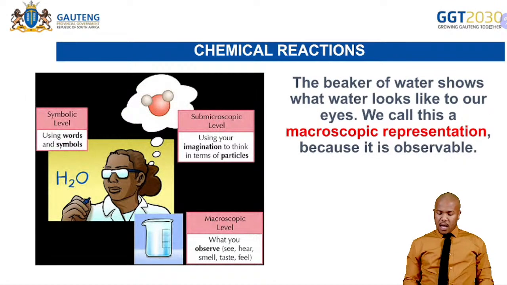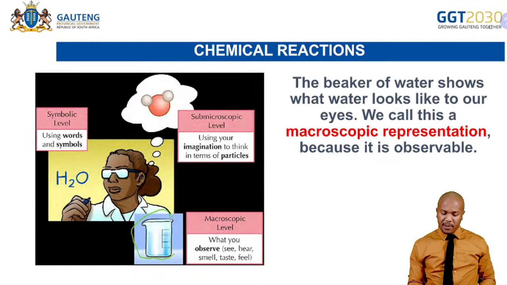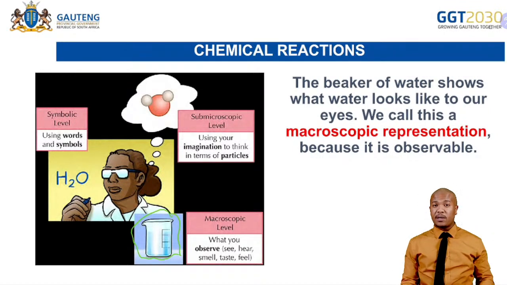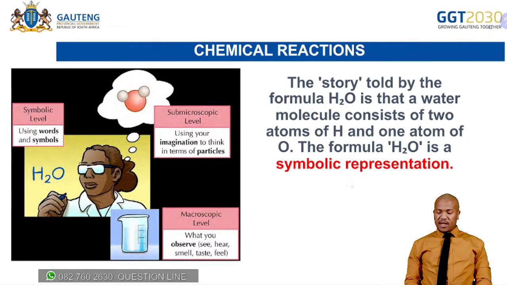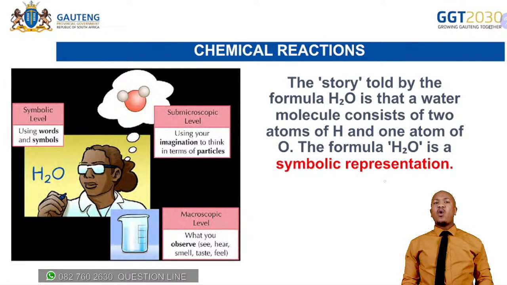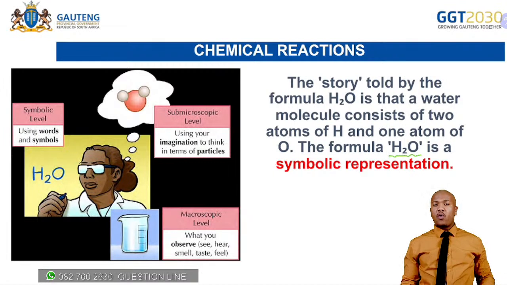It says here the beaker of water shows what water looks like to our eyes, and therefore this is our macroscopic representation, simply because we can see it with our own naked eyes. And I believe we have seen water before, right? The last one, the symbolic representation. We are using symbols to represent the formula for water, and the symbol is H2O. So when you think of water, you think of it symbolically, macroscopically, and submicroscopically.